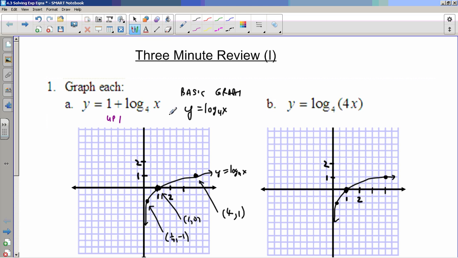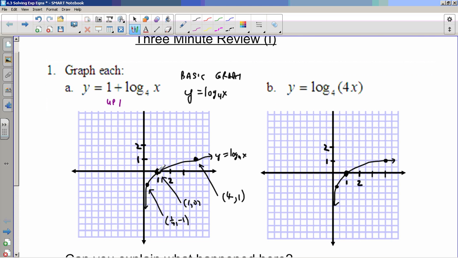Anyway, the 3-minute review. The first one is just a graphing exercise. This is the basic log graph, base 4, and we see we moved it up 1. Remember, the basic log graph goes through (1, 0), then (the base, 1), and (the flip of the base, -1). This is just the exponential function base 4 reflected over here, and hopefully we're getting pretty good at graphing these basic log functions. And I just move it up 1. Easy, right? Just move everything up 1. Dandy. Easy peasy.